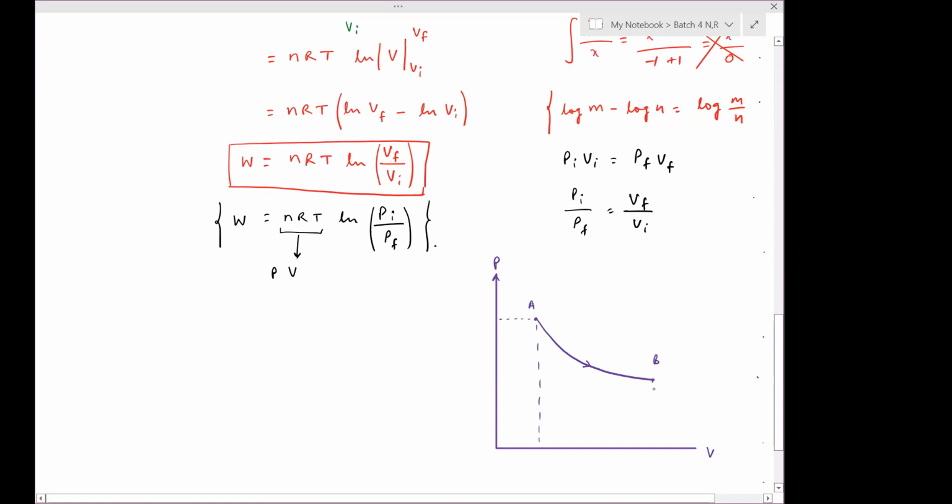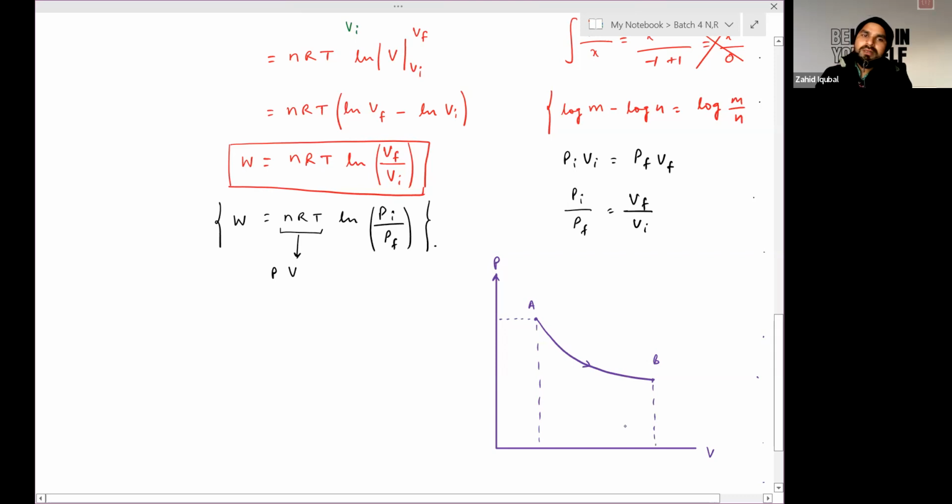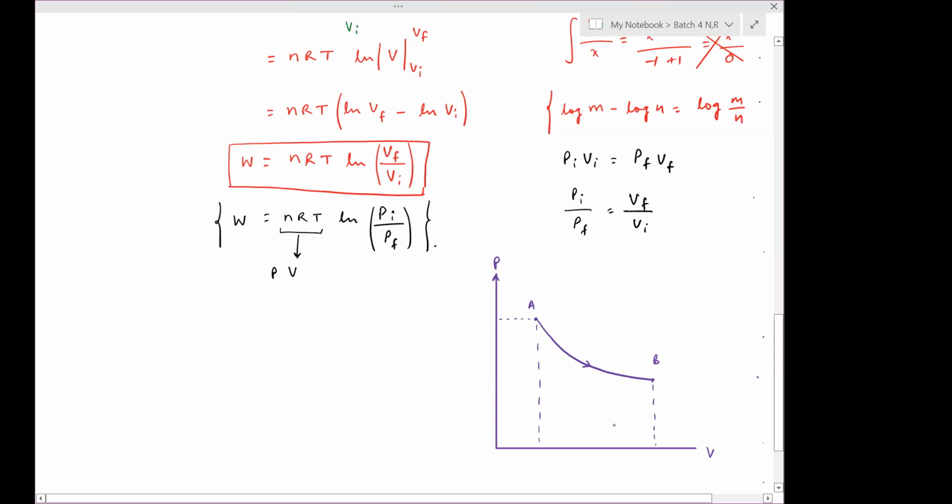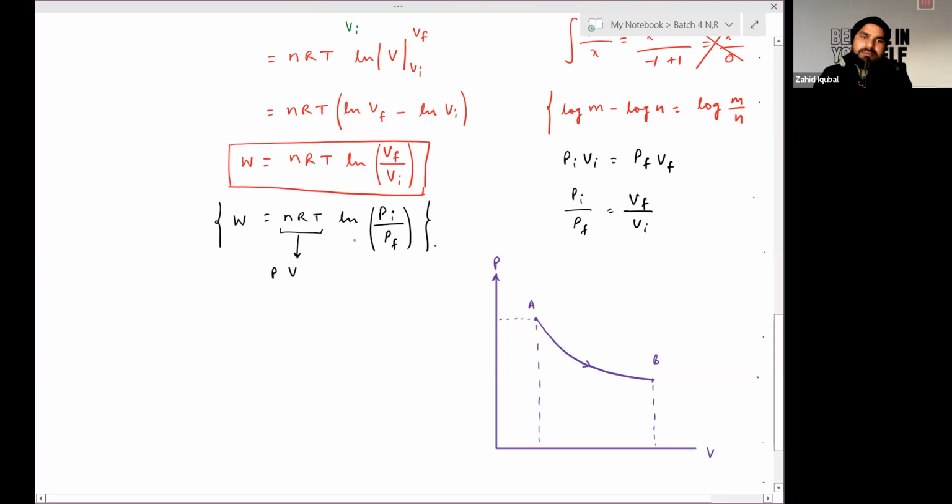Sir, isn't nRT itself the work? I was asking if nRT itself is the work done, right? Yeah, you may say that, but it gets multiplied with ln to compensate for the required part related to this process. Okay, sir.